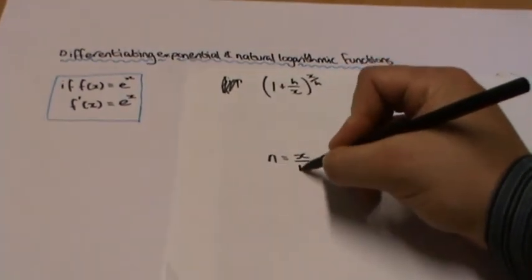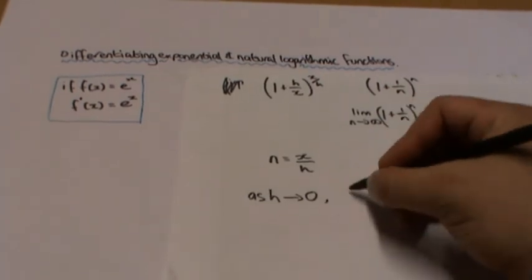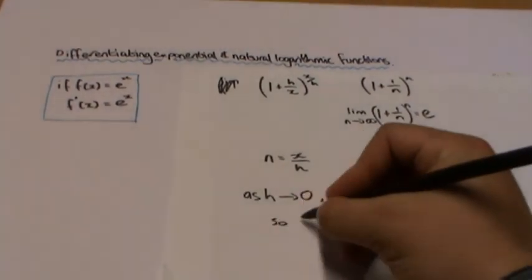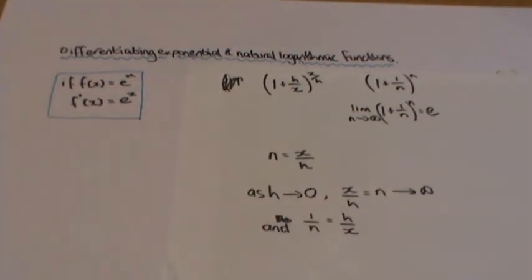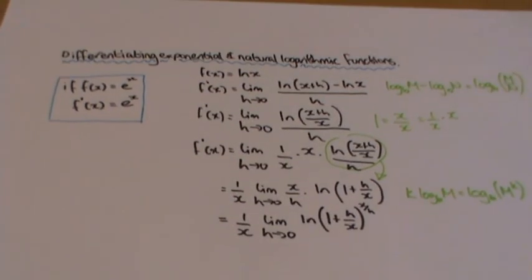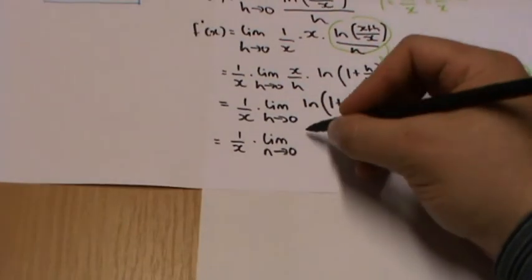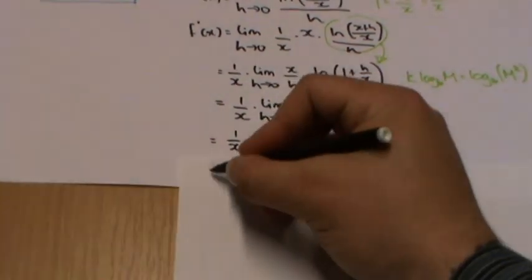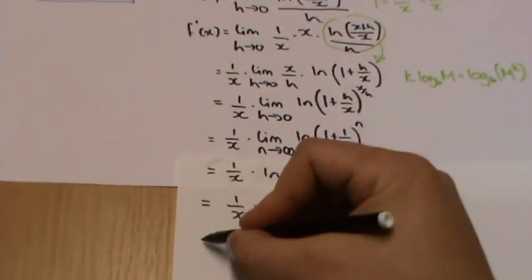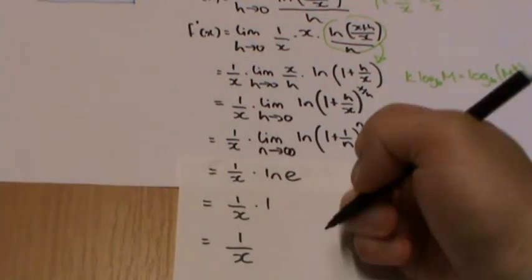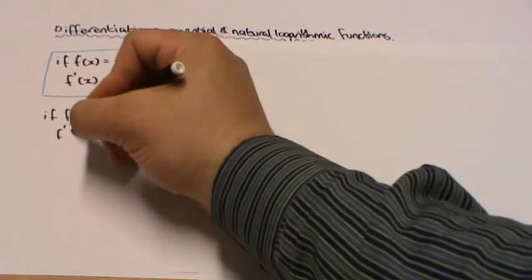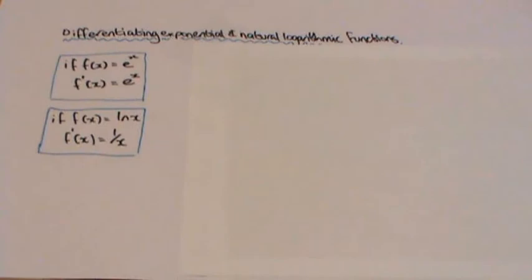What we're going to do now is say that n is equal to x over h. And as h goes to 0, x over h, which equals n, tends to infinity. Also, we're going to say that 1 over n is equal to h over x, which is implied if n equals x over h. Let's go back to our original working and throw in these new things. So we've still got the 1 over x, only now we're looking at the limit as n approaches infinity of the log of 1 plus 1 over n to the power n. And that is the natural log of e, which is 1. So we're looking at 1 over x multiplied by 1 equals 1 over x. So we can say that if f of x equals ln x, then the derivative is 1 over x, and being important, it goes into a blue box.